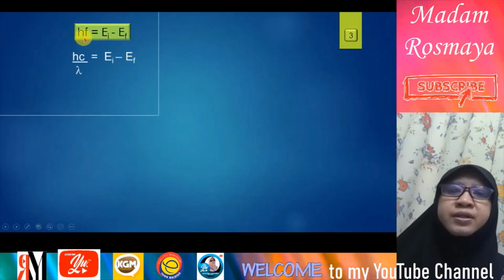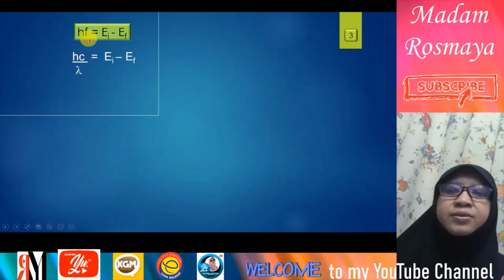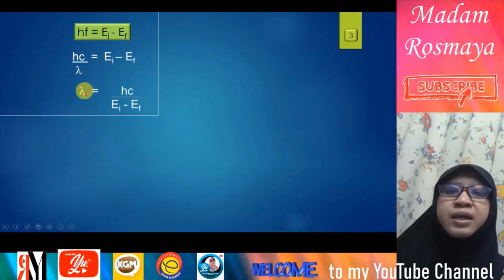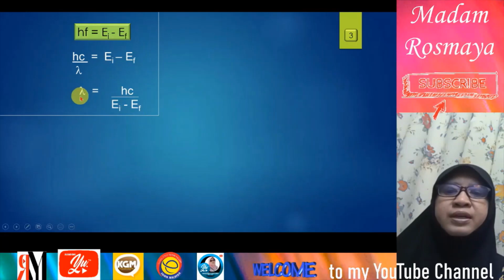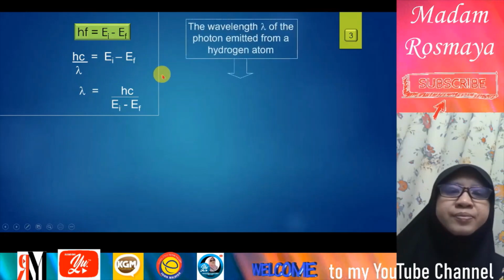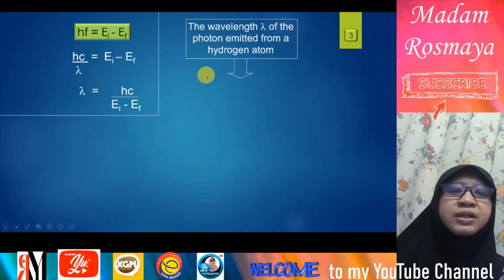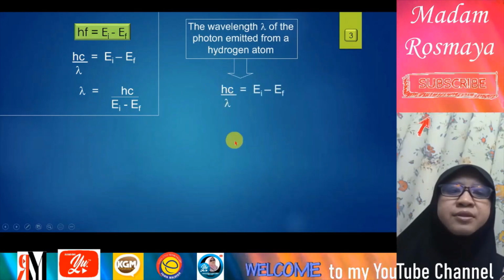So from the equation just now, we can calculate wavelength. So f is c per lambda. We substitute into the equation. So cross multiply, we get lambda equals hc per (Ei - Ef). So lambda is the wavelength. The wavelength lambda of the photon emitted from a hydrogen atom is given by this equation.